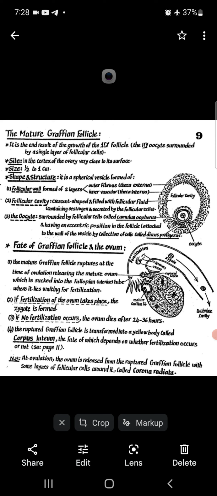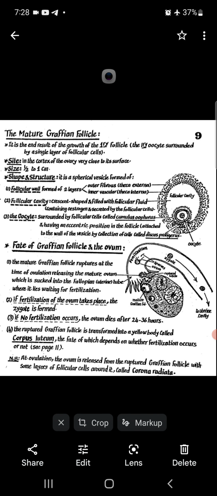The ruptured Graafian follicle is transformed into a yellow body, again an MCQs point, called corpus luteum, which secrete progesterone, the fate of which depend whether fertilization occur or not. At ovulation, the ovum is released from the ruptured Graafian follicle with some layer of follicular cell called corona radiata. Meaning when ovulation occur, around egg there is some layer of follicular cell which is known as corona radiata.